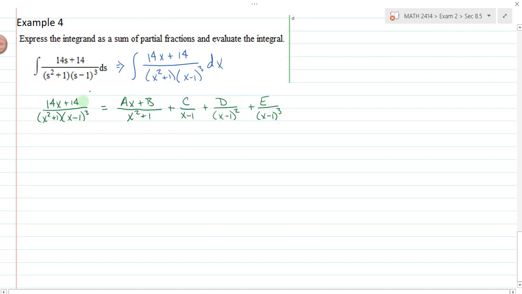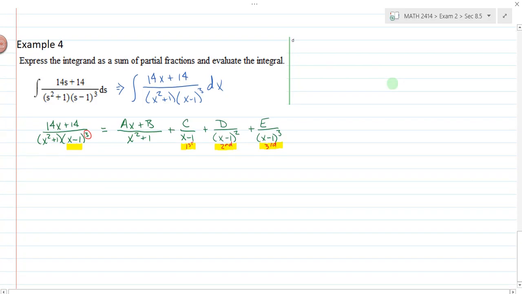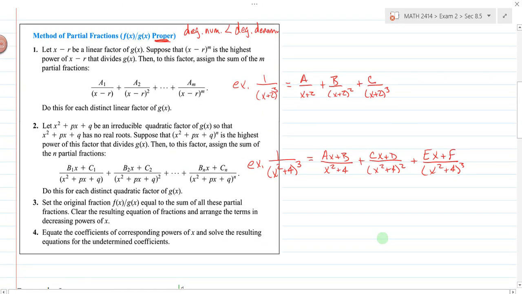This expression right here is x minus 1. That x minus 1 is being raised to the third power. So I've got to start out with x minus 1 to the first power, then to the second power, and then I stop when I get to the third power. So this was the first power, the second power, and then finally the third power, because that was the power that I had in the problem. When we looked at the rules back here, that's what I was trying to explain.